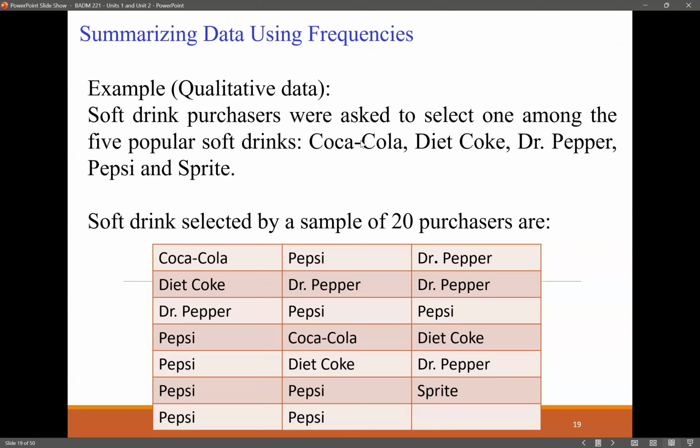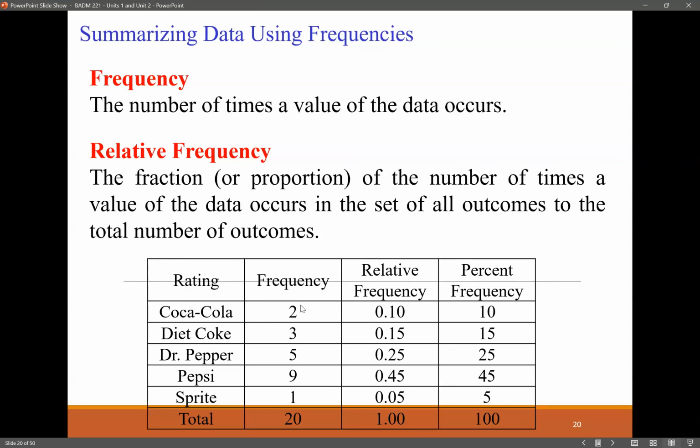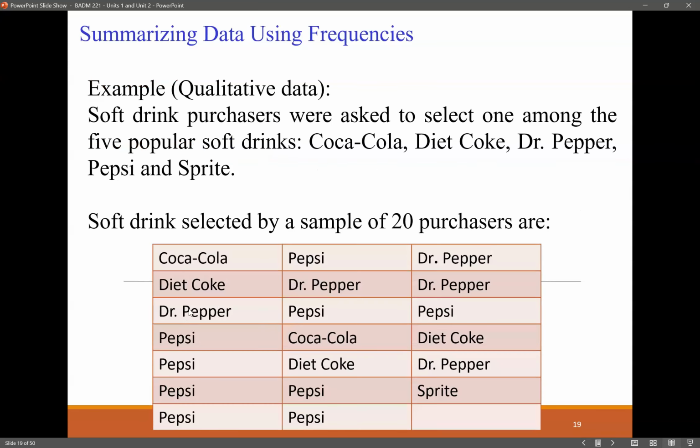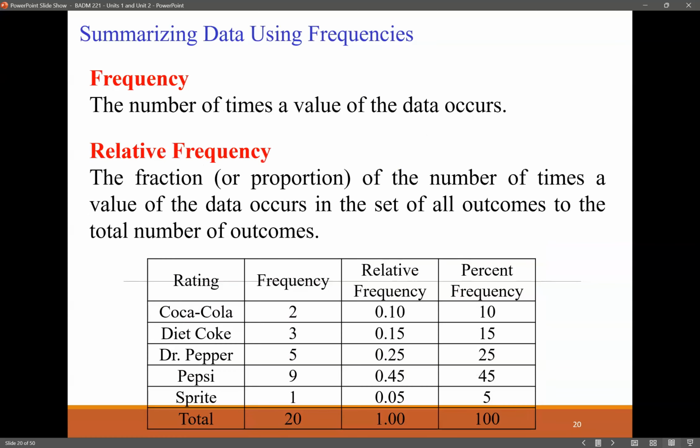Coca-Cola is the first brand. How many times is Coca-Cola repeated? This is the first one, this is the second one, so 2 times, right? So this is your 2. And then Diet Coke: this is 1 time, this is the second time, this is the third time. So 3 times, and like that you will find for Dr. Pepper, Pepsi, and Sprite, and in total it is 20 because we have 20 data. Relative frequency describes, out of the total data, how many times Coca-Cola appeared, right?